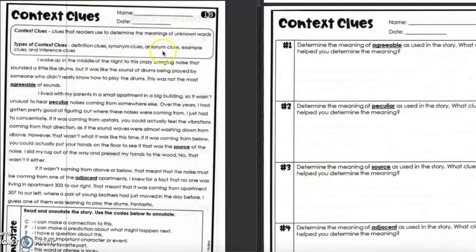All right, at the top, like always, we have our little box that gives us some helpful hints and clues to remind us about context clues. All right, let's get started with our reading. Follow along with me in your packet, page 11.